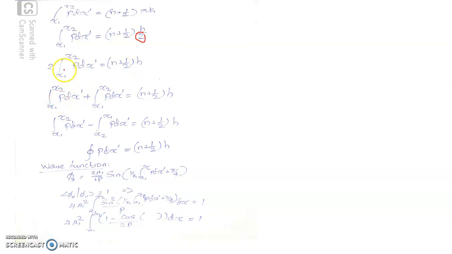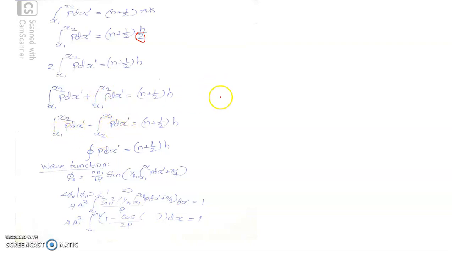But twice this quantity is this one plus this one. So integral x1 to x2 p dx prime plus integral x1 to x2 p dx prime equal to n plus half h. That is integral x1 to x2 p dx prime. We make use of the result: if you change the limits from upper to lower, you will have to put a minus. Integral, so minus is put here. Integral x1 to x2 is modified as integral x2 to x1 p dx prime.